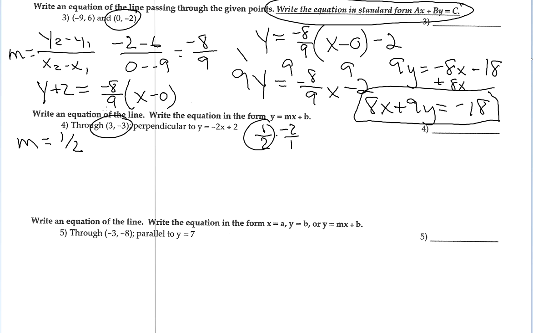And through this point, so I've got y plus 3 minus 3. Okay, we'll subtract the 3. And I've got y equals 1/2 x minus 3/2 minus 3.